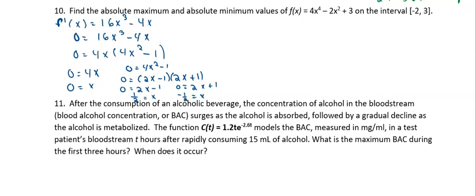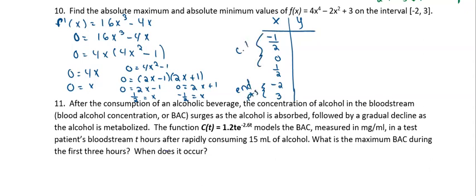We have more to check this time. We have 3 critical numbers and we have 2 endpoints. So let's go ahead and make our list again. So we need our x's, we need our y's. It doesn't really matter what order you put them in. I like to have all my critical numbers first. So -1/2, 0, 1/2. And then I put my endpoints next. So 2 and 3. So these right here are my endpoints, and then these right here are my critical numbers.